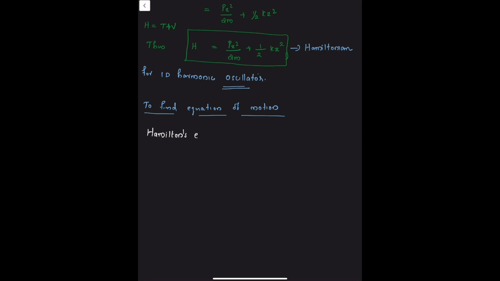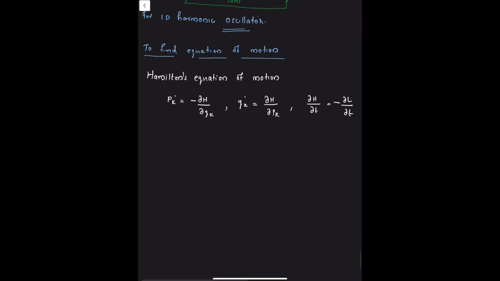Hamilton's equations of motion: pk dot is equal to minus dou H by dou qk, and qk dot is equal to dou H by dou pk. Now in the present case, the Hamiltonian is a function of x and px. So the momentum is px and the coordinate is x. Therefore we can say px dot is equal to minus dou H by dou x, and x dot is equal to dou H by dou px.